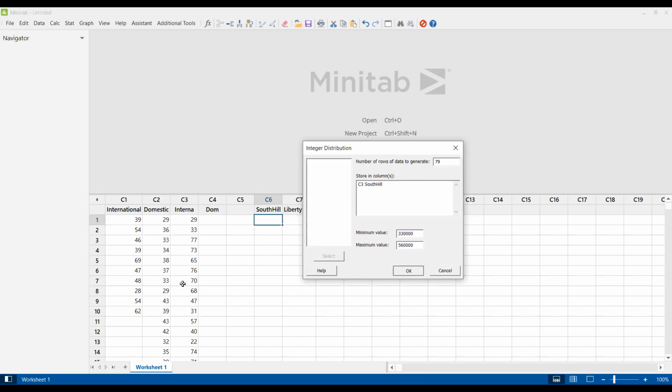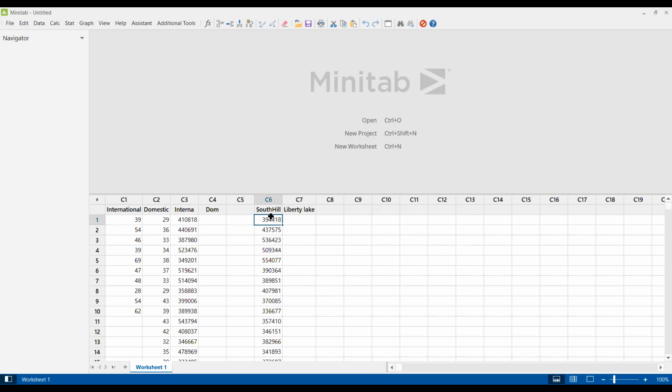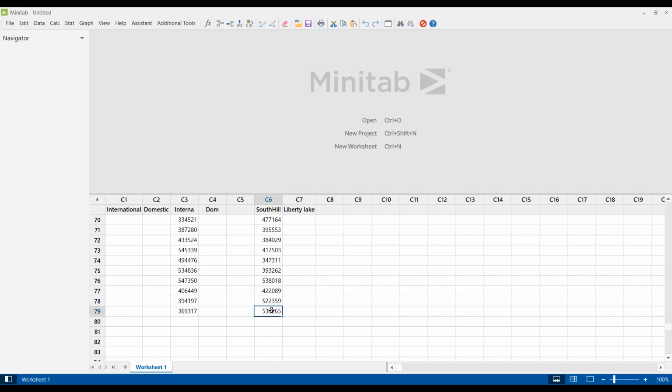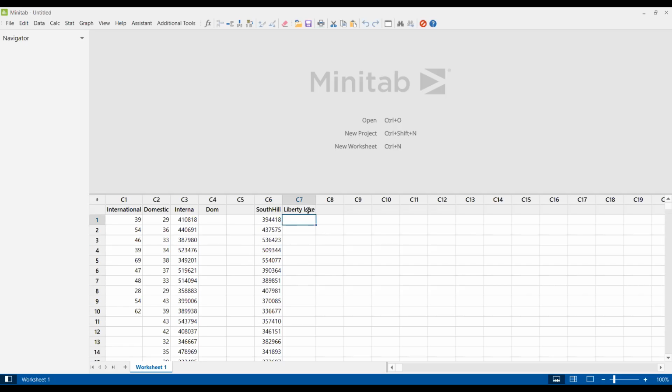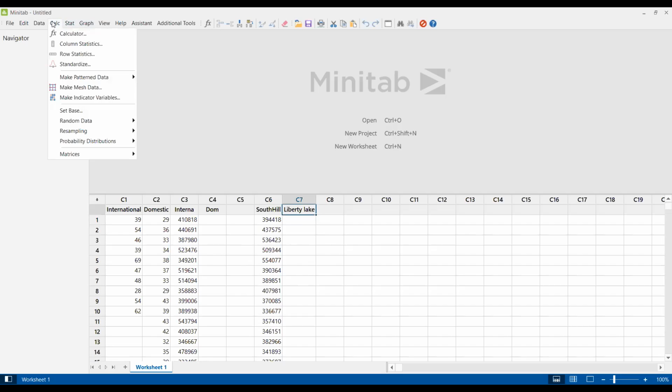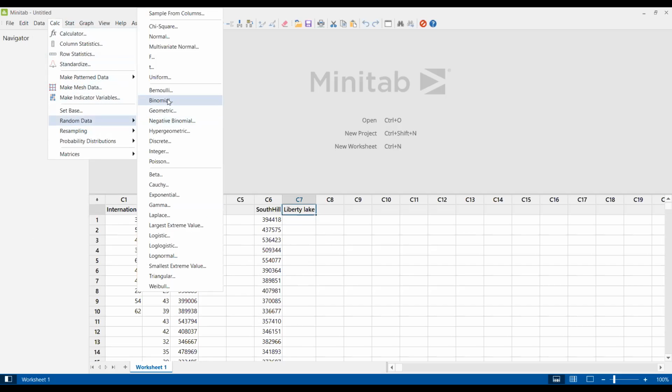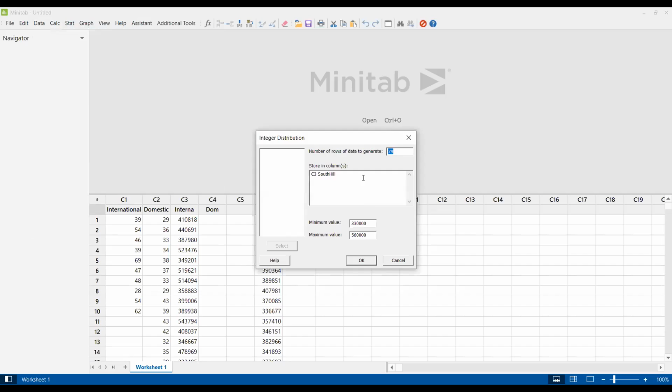60,000. So, okay, these numbers have been created. And 79 numbers have been created here. And you can see, now I go under Liberty Lake. I don't know about the Liberty Lake situation, but here I go, I go under this random data and I create the integer and I just use Liberty Lake.